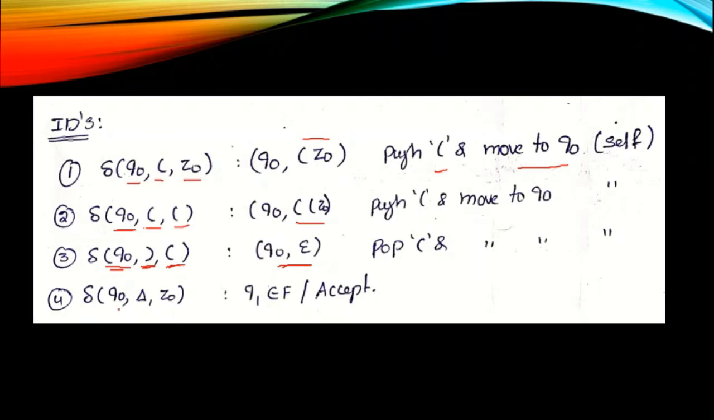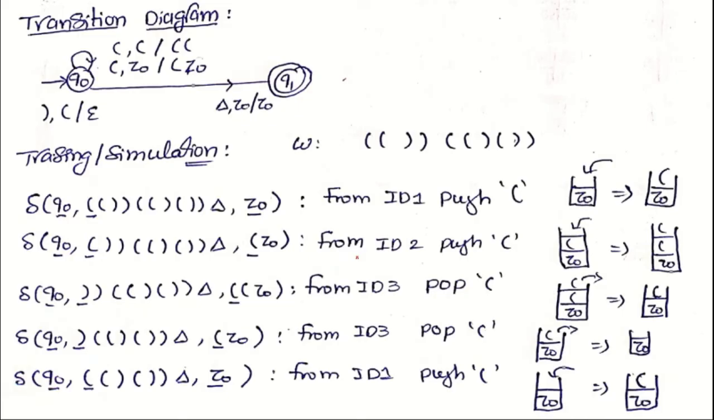And in case the current input is the end of the input, del, and the top of the stack is empty, then we can say that those parentheses are balanced, and that's why we go to accept. Now we consider some input string and perform the simulation. Before that, the pushdown automata for this language is this one.